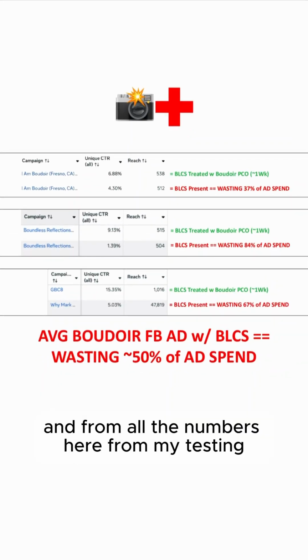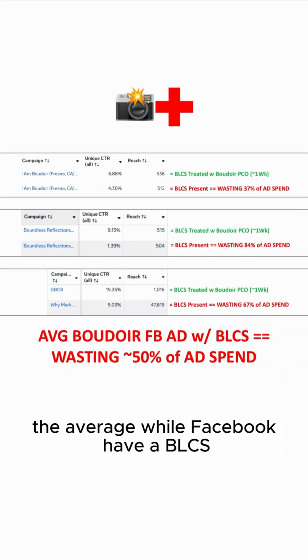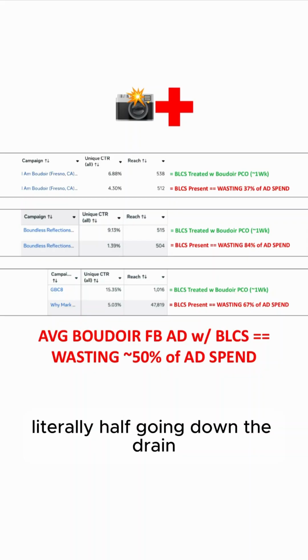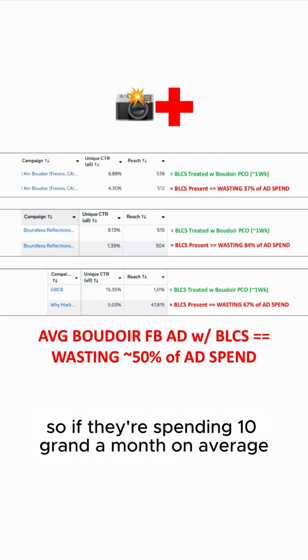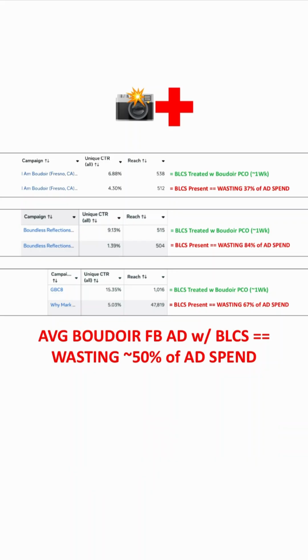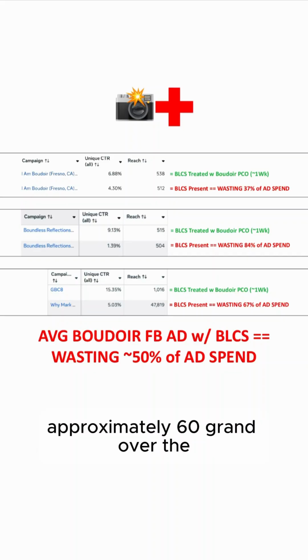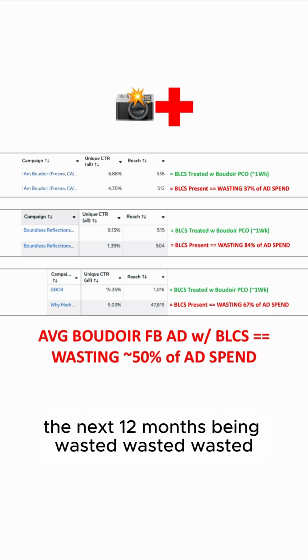And from all the numbers here from my testing, the average Boudoir Facebook ad with BLCS wastes approximately 50% of its ad spend, literally half going down the drain. So if they're spending 10 grand a month, on average, that's 5K every month, or approximately 60 grand over the next 12 months being wasted.